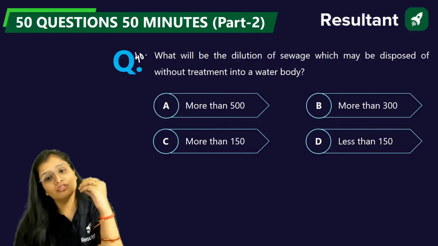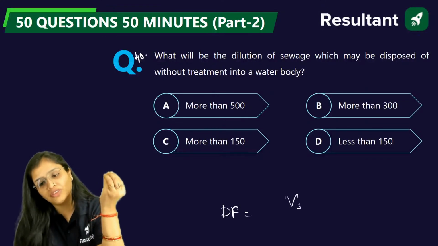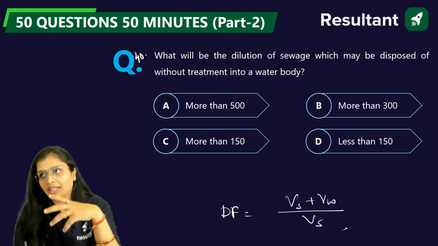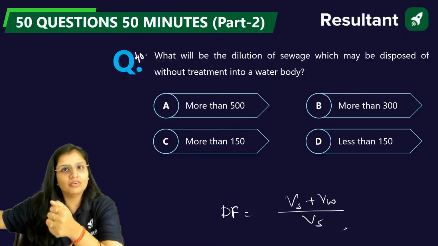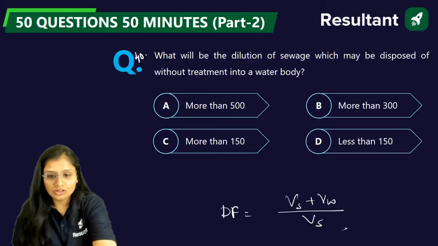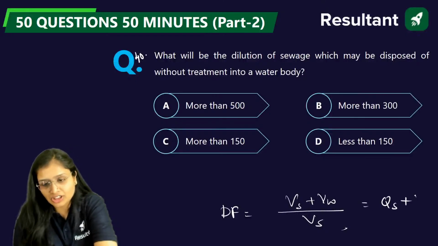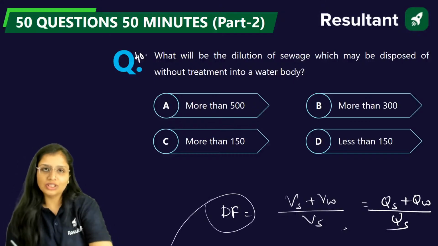So what will be the dilution? Dilution factor here you can take as volume of sewage plus volume of water divided by volume of sewage. Now see, in the case of rivers, you cannot calculate. अगर मैं आपको बोलूँ कि river का पानी का volume निकालो, you cannot. But you can calculate volume per unit time. So that is discharge of sewage plus discharge of water upon discharge of sewage. This is the dilution factor.